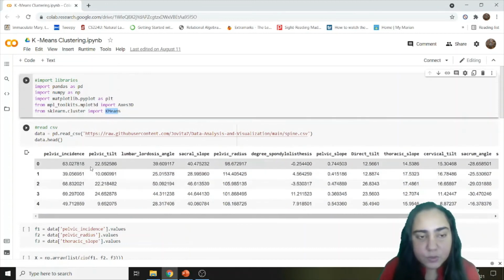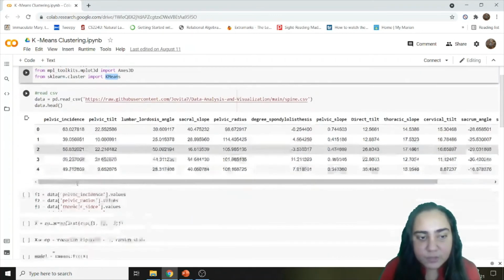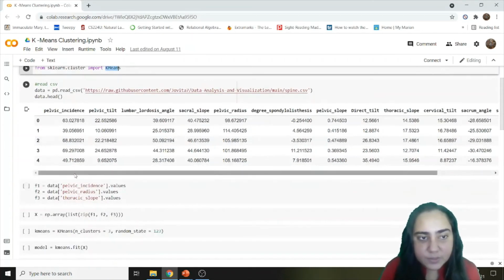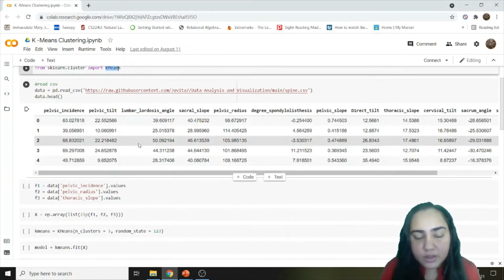So we are just going to perform clustering on this data. What we have here is pelvic incidence. We also have pelvic tilt, and we have a lot of things, but from there, we are going to use three. One is pelvic incidence, so I'm getting all the values of that column. I'm getting all the values of the pelvic radius column, and I'm getting all the values of the thoracic slope column right here. And based on these three, we will try to perform a clustering.